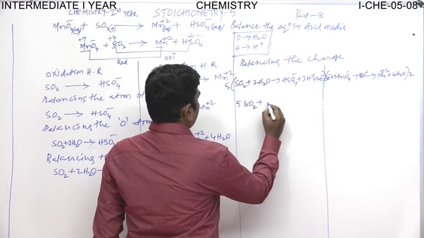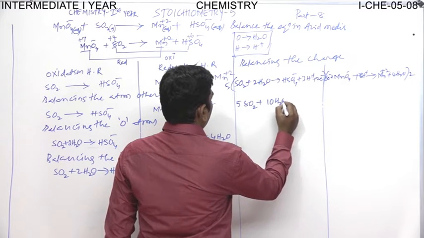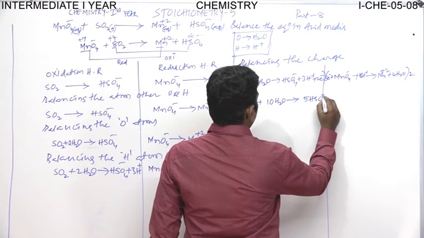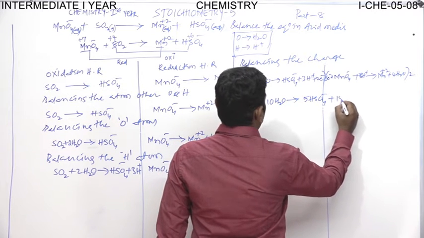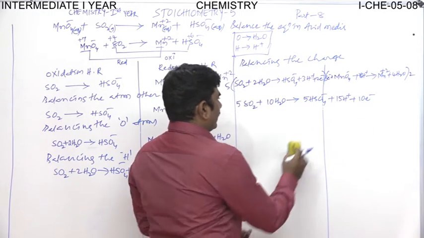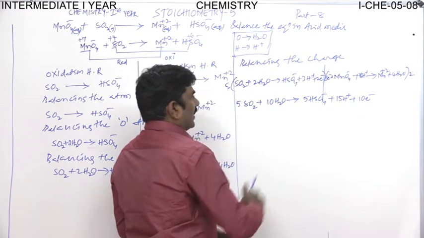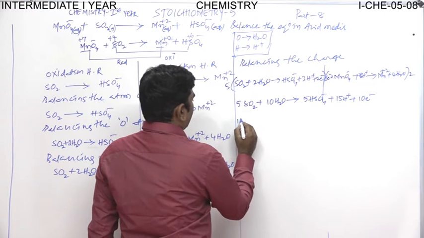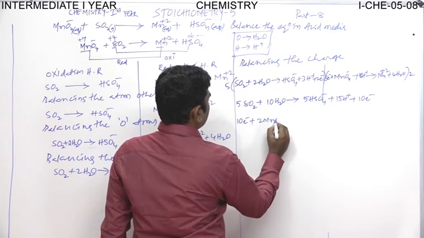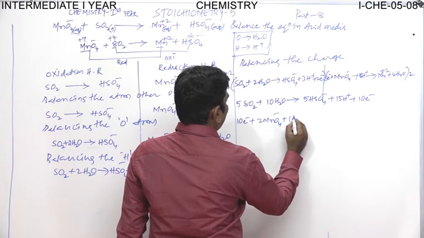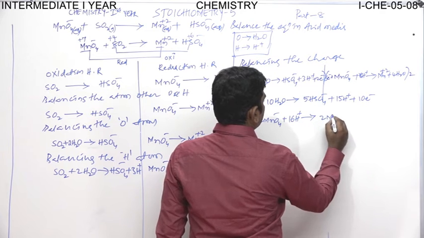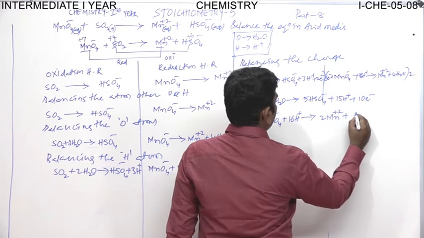5SO2 plus 10H2O give 5HSO4 minus plus 15H plus plus 10 electrons. And there, 10 electrons plus 2 MnO4 minus plus 16H plus will give 2 Mn plus 2 plus 8H2O.